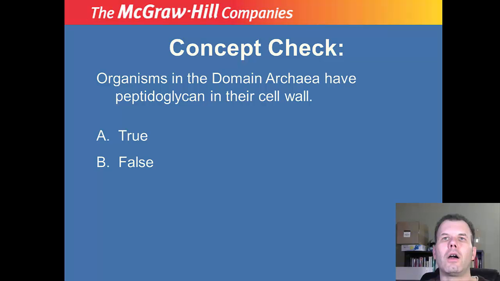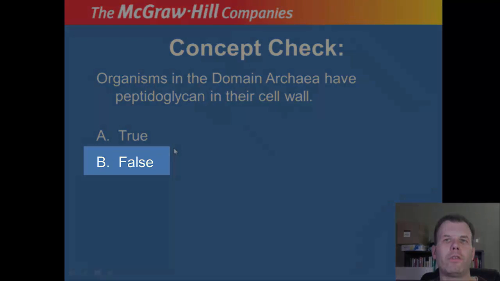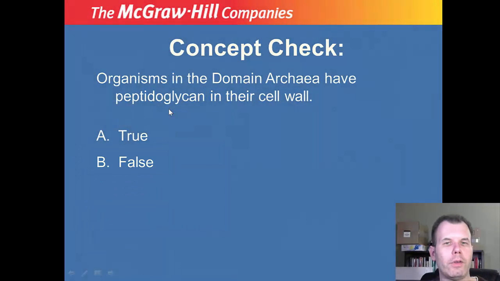Okay, so organisms of the domain archaea have peptidoglycan in their cell wall. Now, I didn't talk about the peptidoglycan, so I'll give you this one. They do not have it, so this would be false in this case. They have a different type of cell wall, and since their cell walls are different, they're not in the bacteria category, they're in their own category called archaea.